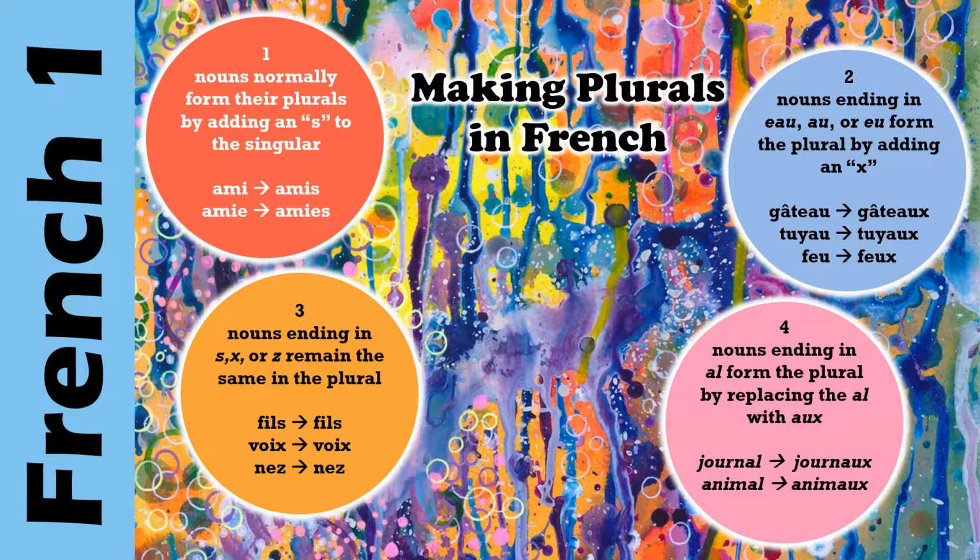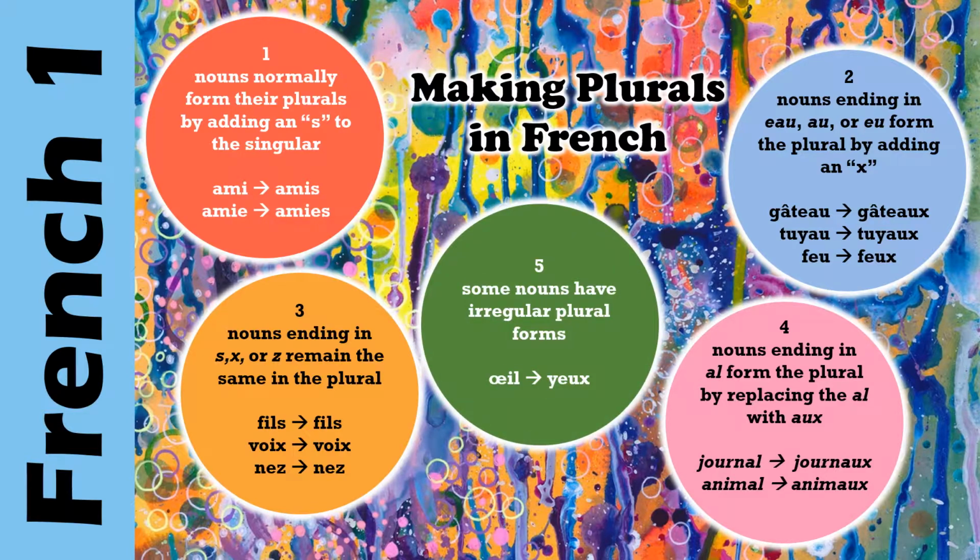All right, and finally, rule 5. Some nouns in French have irregular plural forms that just have to be memorized. And one example of that is the word œil, which in the plural is yeux. Œil means eye, like the eye on your face. And of course, yeux means eyes. Now you'll notice these look nothing alike. That's why it's called irregular, and this is a very irregular plural form.